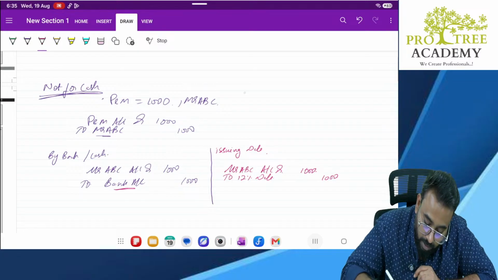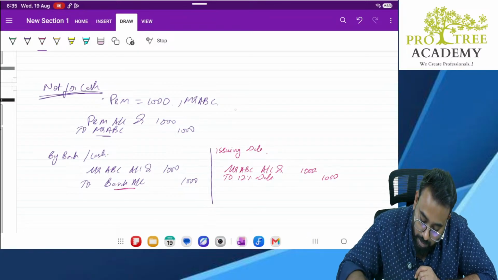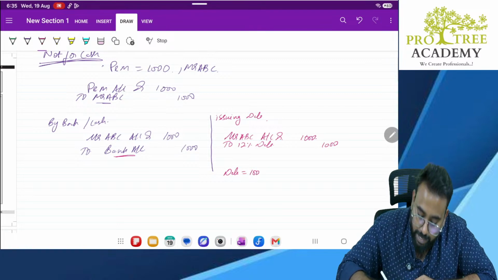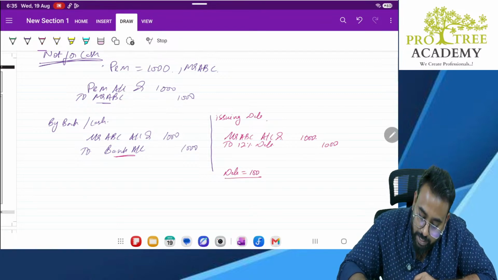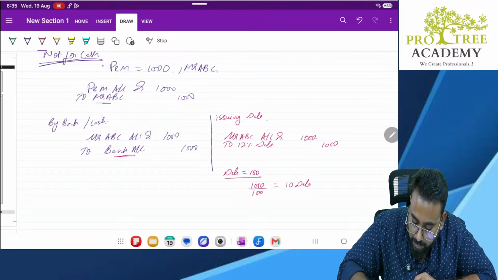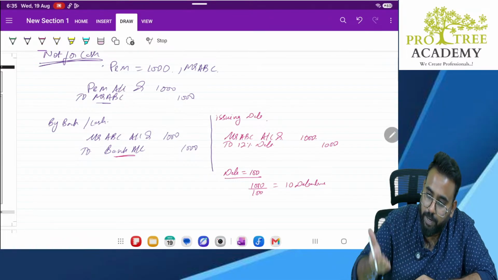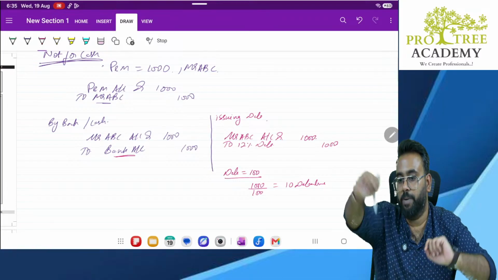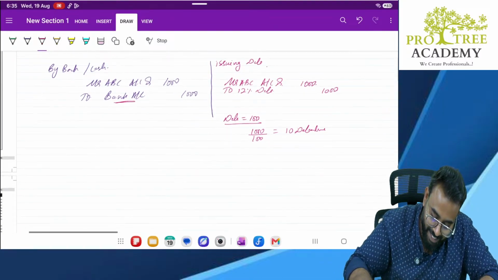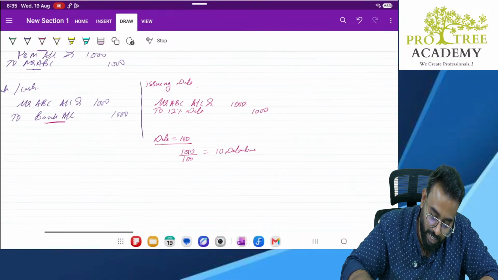Suppose my debenture face value is 100 and I am issuing it at 100. Then how many debentures will I issue? 1000 divided by 100. That will be 10 debentures. But can I issue at premium? Yes, I can issue it at premium. Only thing is the vendor should agree. Correct? So when I issue at premium, what will happen?